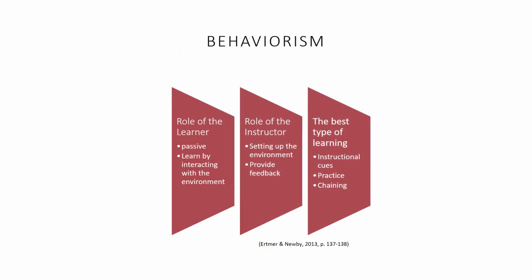The behavioralist approach to learning theory suggests that learning occurs through interactions with the environment. The role of the learner is more passive as they interact with the environment that is set up by the instructor. The instructor provides feedback to reinforce behavior. The best type of learning for behavioralists is instructional cues, practicing, and chaining events in a sequence.